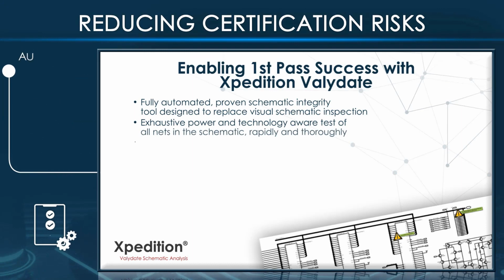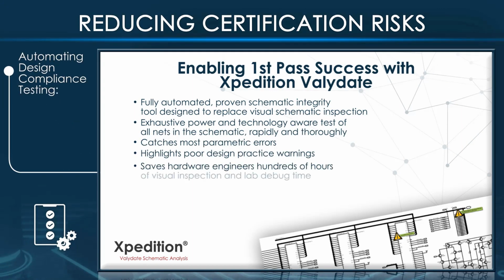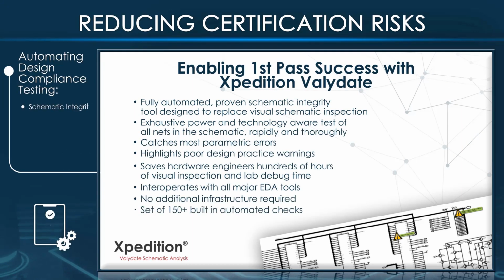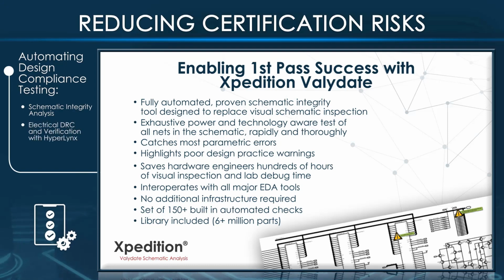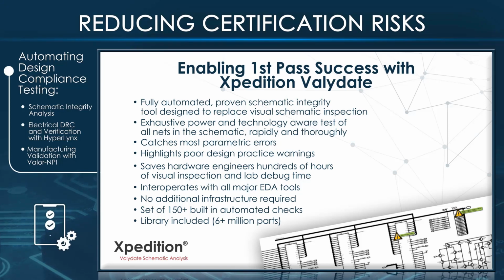The first way we're going to do that today is with a tool from Mentor called Xpedition Valydate, a fully automated, proven schematic integrity tool that's designed to replace visual inspection of your schematics. So it's got 150 plus built-in automatic checks. It's got a library of 6 million plus parts. It'll catch most parametric errors in your design. It'll save your hardware engineers hundreds of hours of visual inspection and lab debug time.